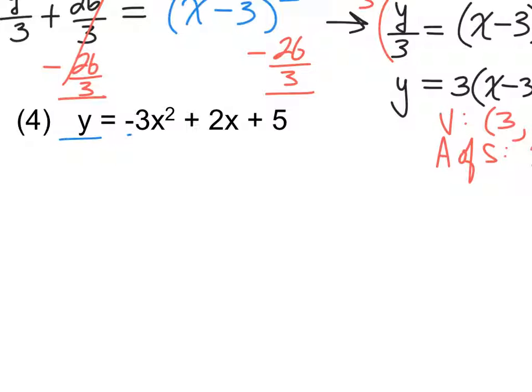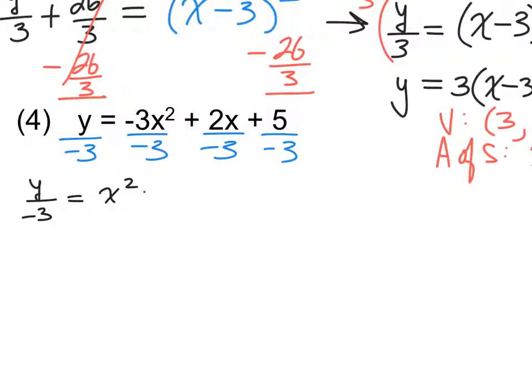All right, so what do I have to do first? Divide by negative 3. So y over negative 3 equals x squared minus 2/3 x minus 5/3. And we have some ugly fractions here, but we have calculators too, so that shouldn't be a problem. Add the 5/3, right?